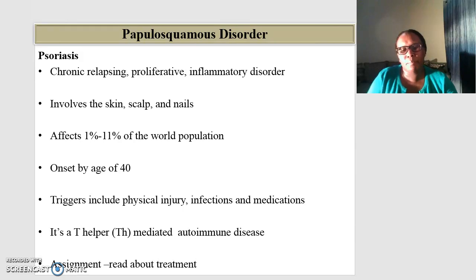And I would like you guys to read about the treatment of psoriasis.